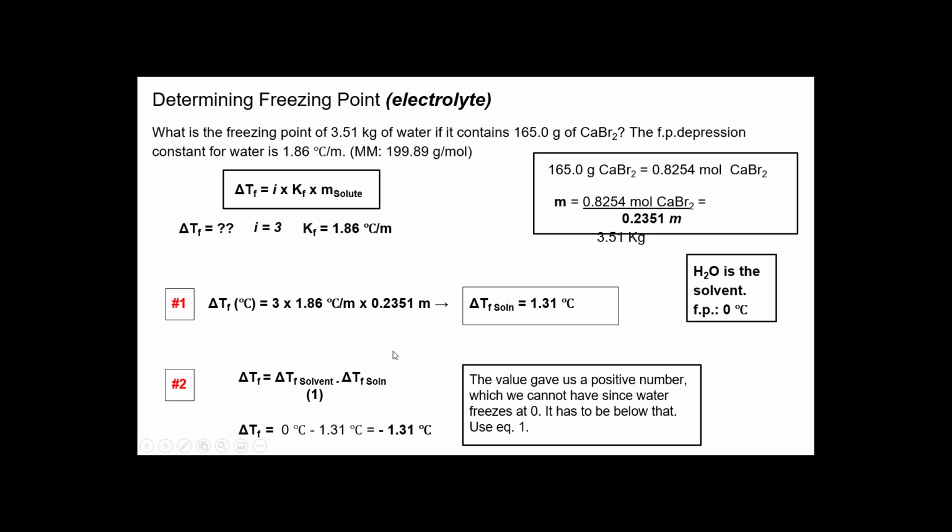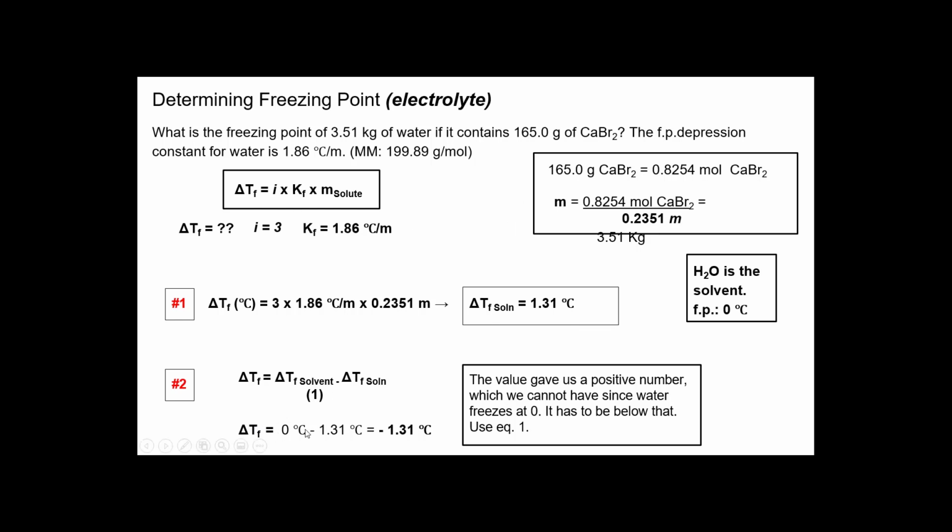So if this seems confusing to you, let me take a step back. Water freezes at 0. So if we were looking for a delta T, the delta Tf is the temperature freezing point difference. But this should have to be a negative number. Why would it have to be negative? Because it has to be below 0. And this wasn't. It's telling us the freezing point depression is a positive 1.31. But if water freezes at 0, it can't freeze at 1 degree. It has to be below that.